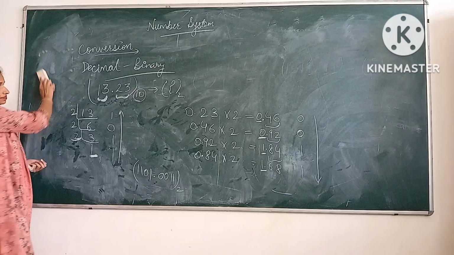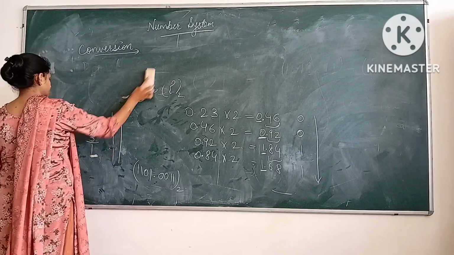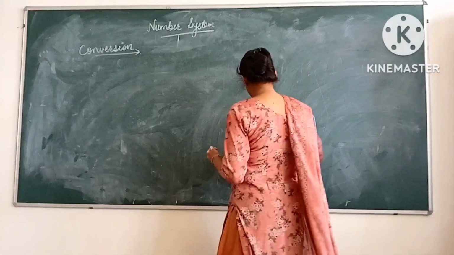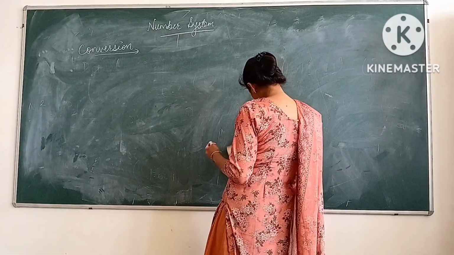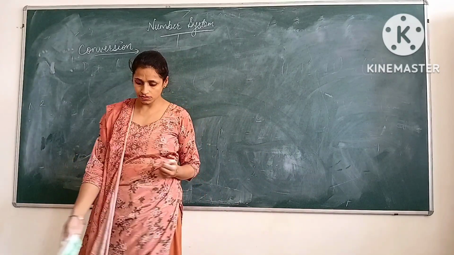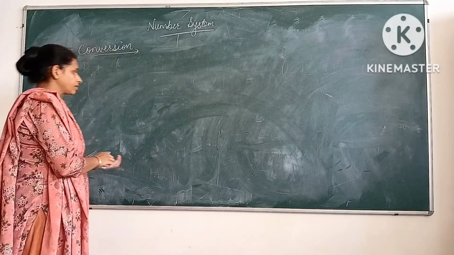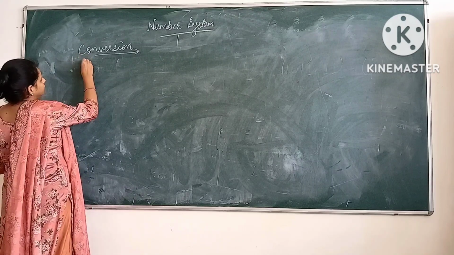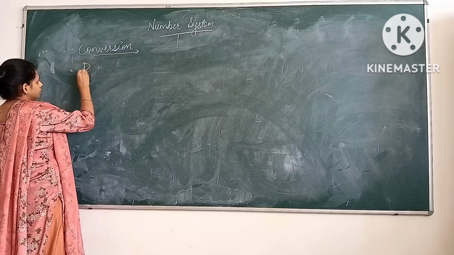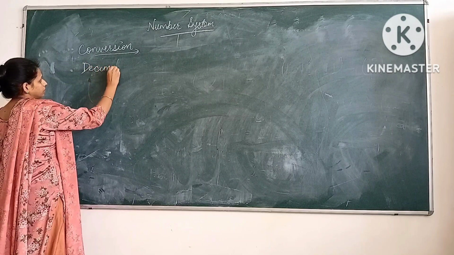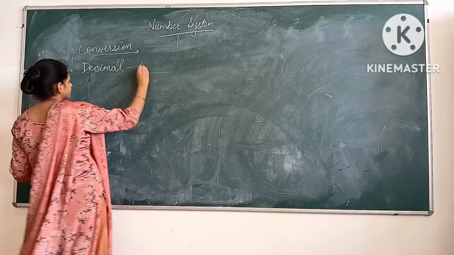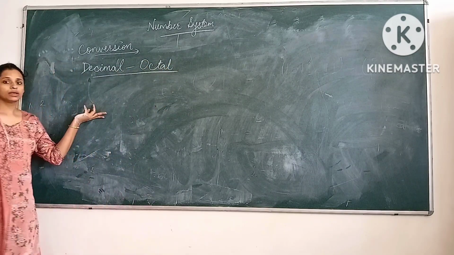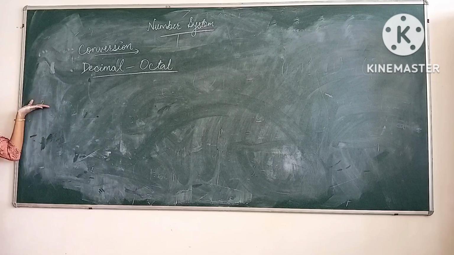Okay, so next is decimal to octal. Same case as decimal to binary.